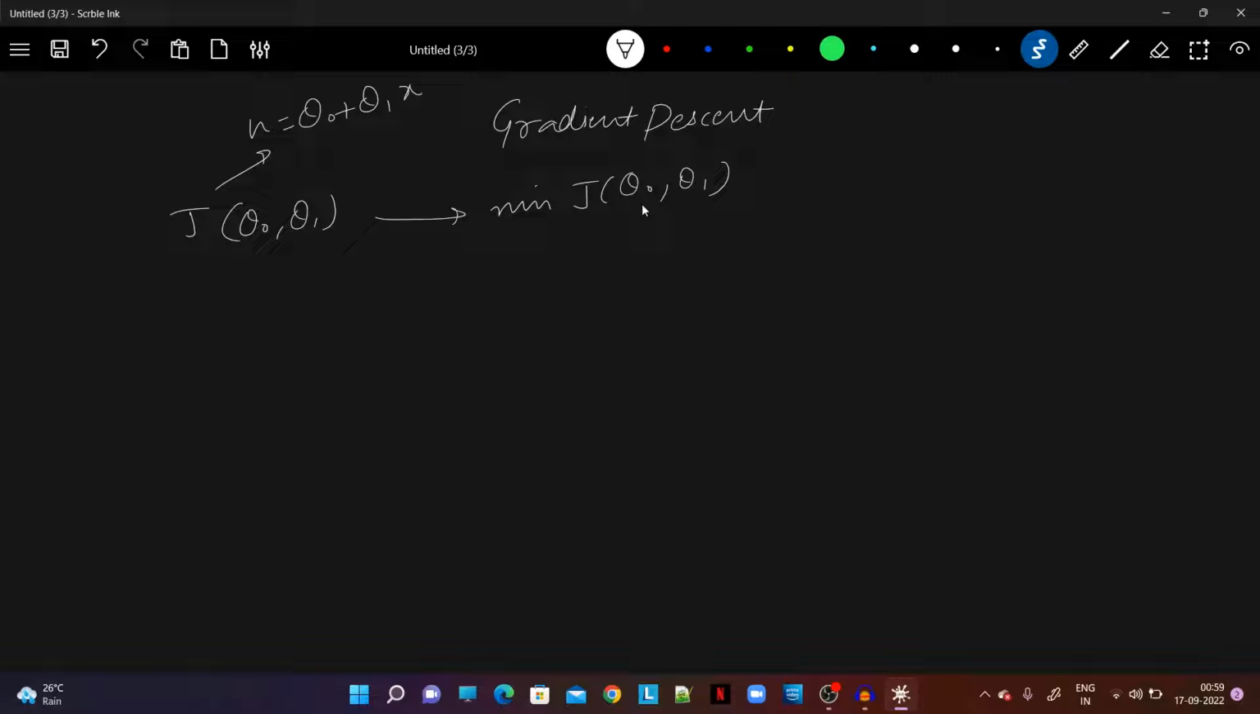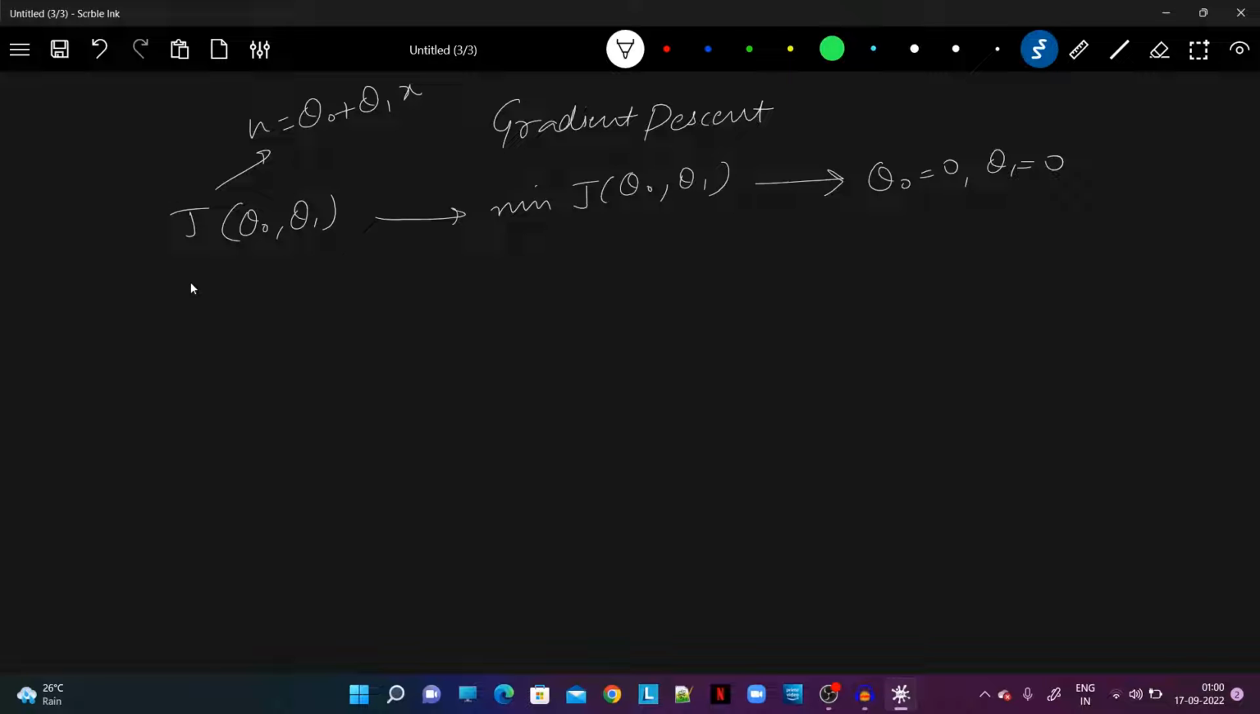Okay, now how would you start? So first you'll have to start with some random value of theta naught and theta 1. Let us say you'll start with theta naught equals 0 and theta 1 equals 0, and then you'll keep on changing the values of theta naught and theta 1 to reduce J of theta naught comma theta 1 until we hopefully end up at the minimum.